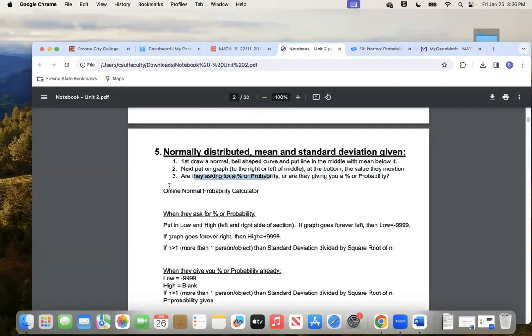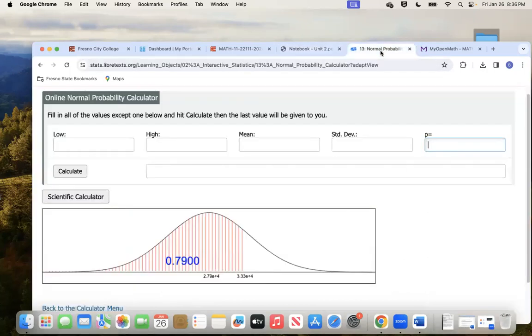Are they asking for a percentage? Yeah. Go to the online normal probability calculator. When they ask for a percentage, or probably that's what they're asking for, put in the low and the high. If the graph goes forever left, the low is negative 99. If the graph goes forever right, that's us, then the high is positive 99. So that's us.